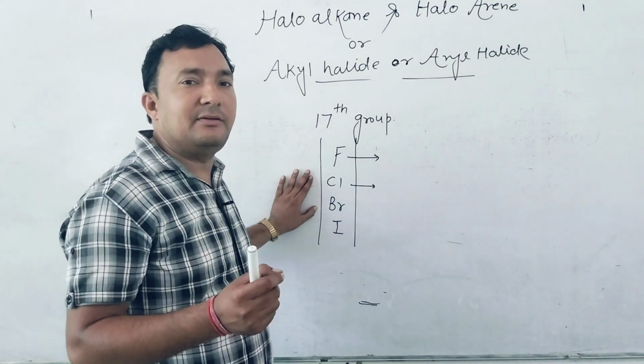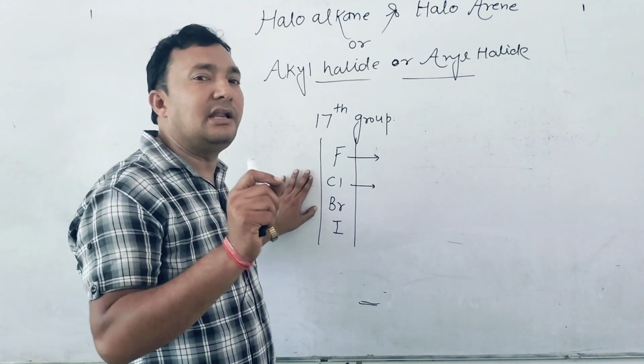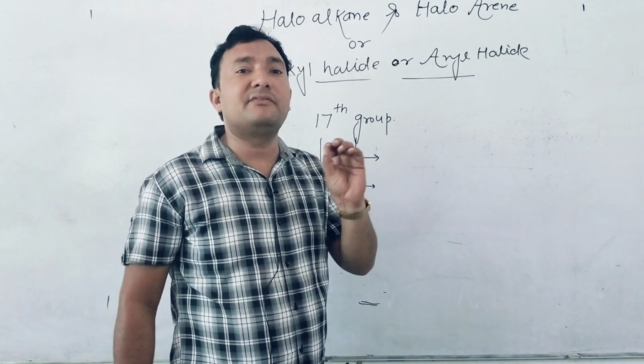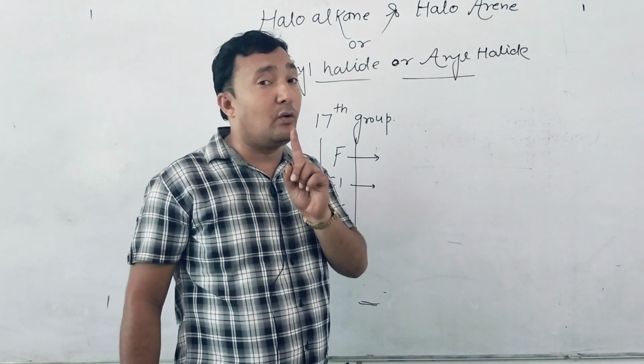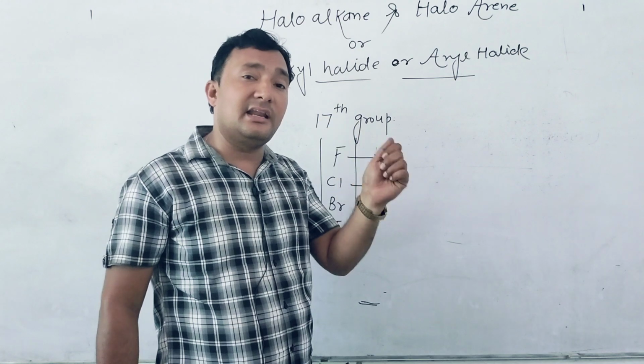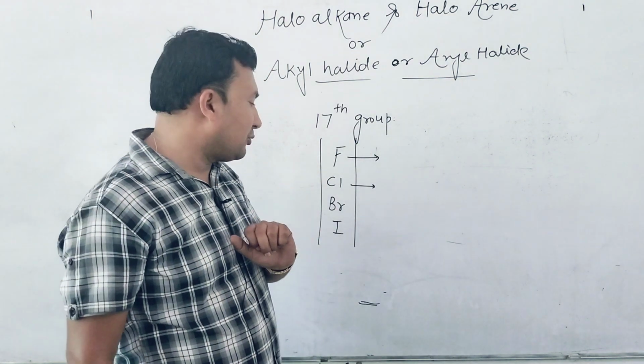Bromine is the only element in the periodic table from the non-metal side which is found in liquid state. It's a very important question. Bromine is found in liquid state at room temperature, so it is the only non-metal found in liquid state at room temperature. Another element, mercury, is the only metal which is found in liquid state at room temperature.